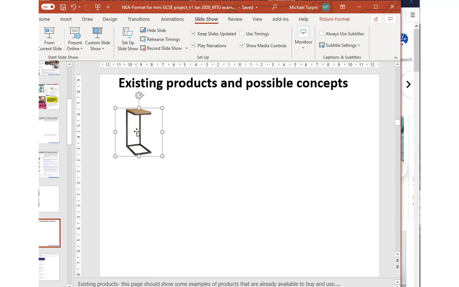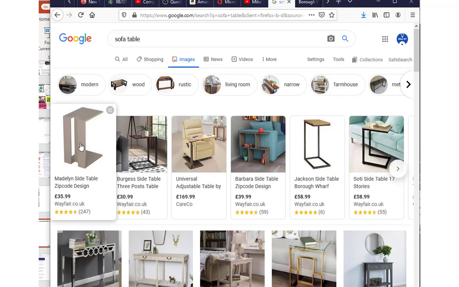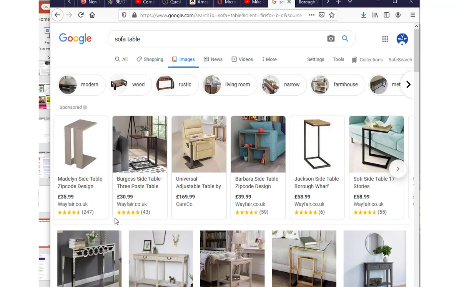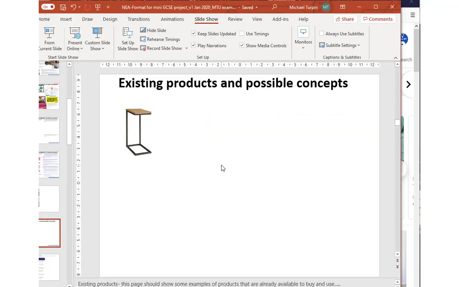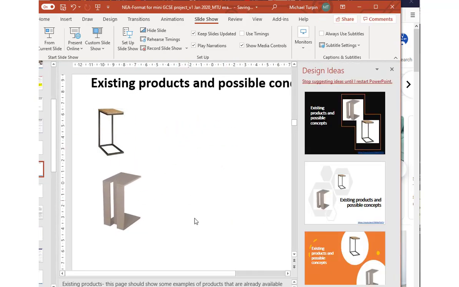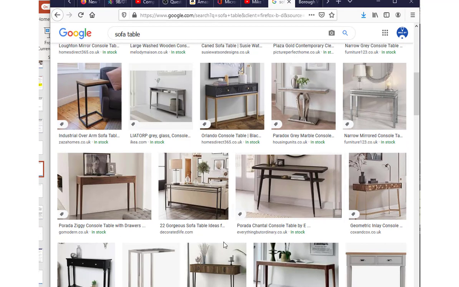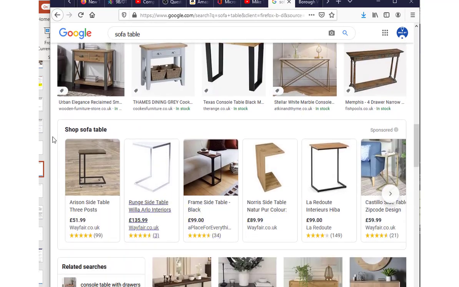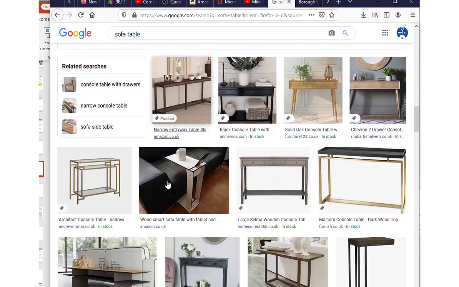So I've gone and grabbed an image from Google, and I'm going to get a few more which are similar to my intended solution, but are not exactly the same. I don't need to find things which are exactly what I'm intending to design. Otherwise, what's the point in that? I need to find a variety of things. I'm going to look for.